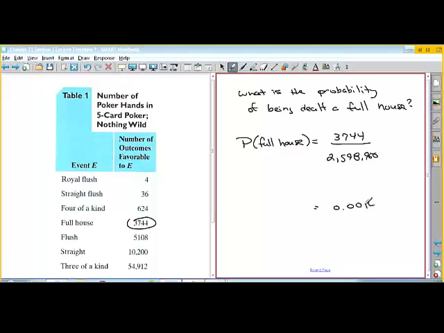So that comes out to be 0.00144, or 0.144%. You can think of this as a fraction. If you write this as a fraction, you'd have 144 out of 10,000. So we're converting the decimal into a fraction.